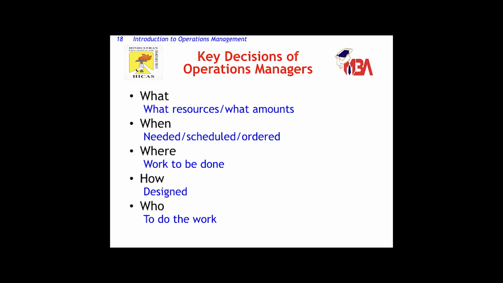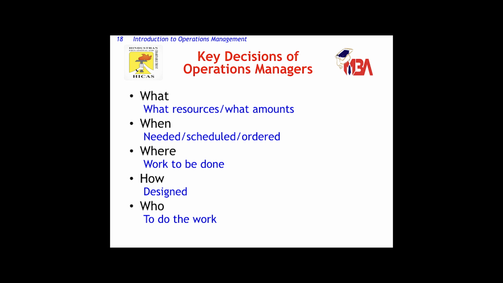So when you look at the decisions that he takes, the key decisions of an operations manager, in short, we say 5 W's and 1 H: what, when, where, who, and how. So this is management parlance, where anybody who asks these questions can plan effectively and perform the job. So it is going to be the same for the operations manager.